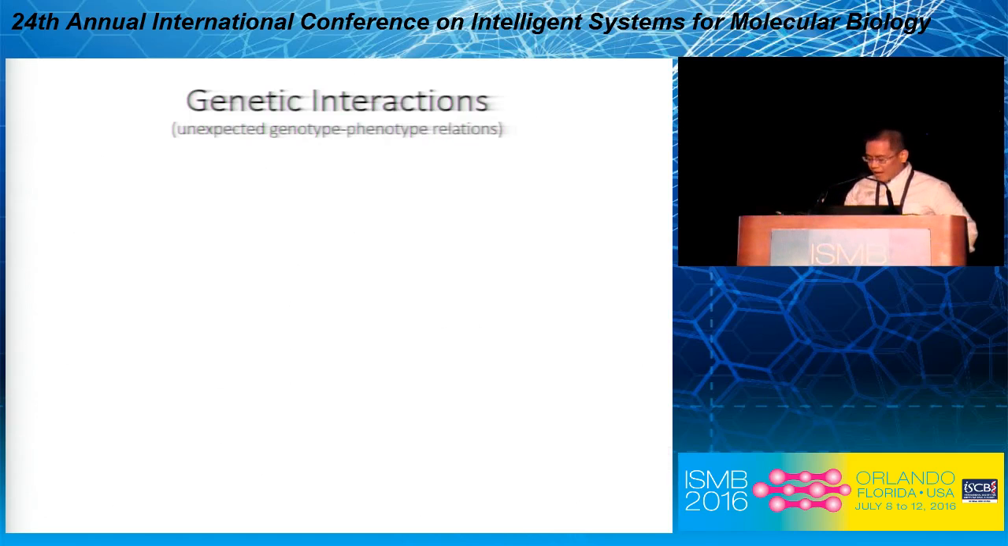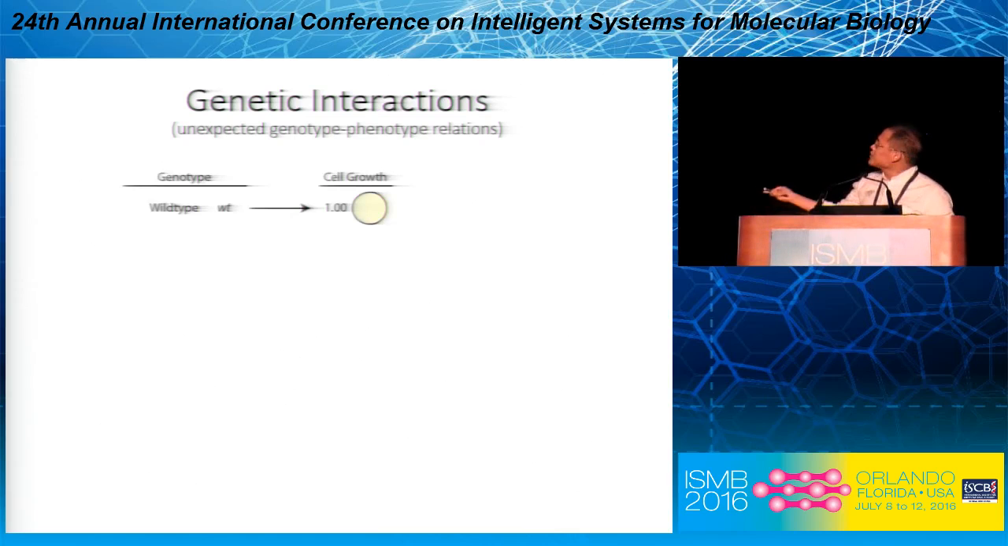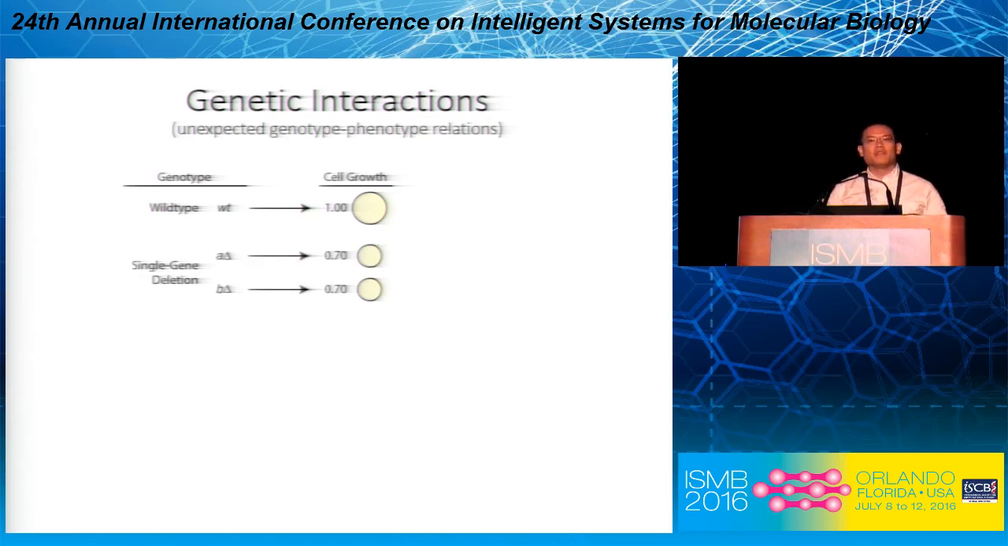So we take this hierarchical knowledge and use it to translate genotype to phenotype. In this work, we focused on one particular type of genotype-phenotype relation known as genetic interactions. To understand what those are, suppose you have some wild-type cell and you've measured its cell growth. This is just a particular phenotype, and for convenience, we'll normalize it to a unit of 1. Also suppose we've examined single gene deletion mutants, where we've deleted gene A or B, and measured the growth to be 0.7 each.